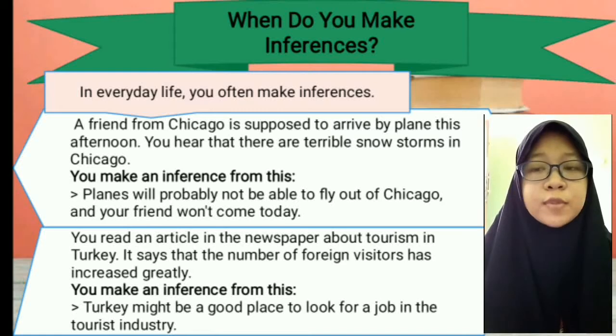Examples: a friend from Chicago is supposed to arrive by plane this afternoon. You hear that there are terrible snowstorms in Chicago. You make an inference from this. Planes will probably not be able to fly out of Chicago, and your friend won't come today. You read an article in the newspaper about tourism in Turkey. It says that the number of foreign visitors has increased greatly. You make an inference from this. Turkey might be a good place to look for a job in the tourist industry.